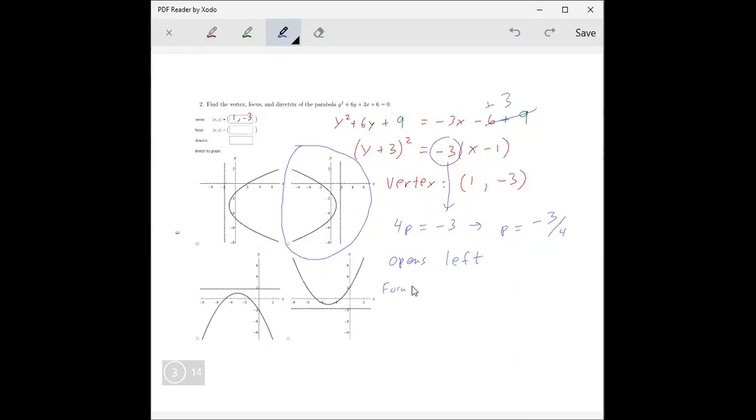So for the focus, I start with the vertex, and I go to the left by 3/4. So that'll be 1 minus 3/4, and so that will be 1/4, comma, negative 3. Wait a minute.